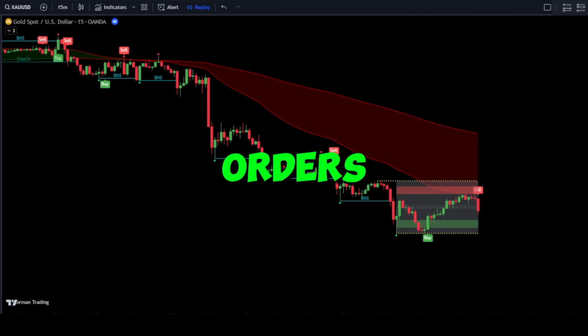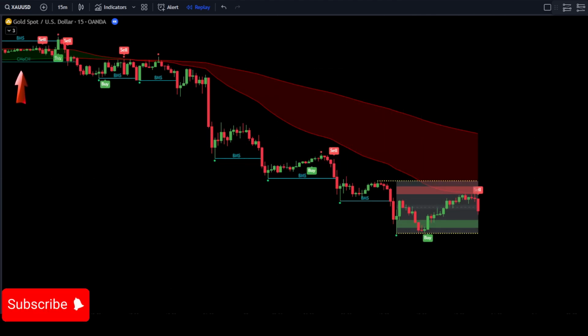How to place sell orders. If there's a change in market structure from bullish to bearish, marked by the appearance of a bearish chalk signal, wait for further movement in the market. Wait until a bearish break market structure signal appears.